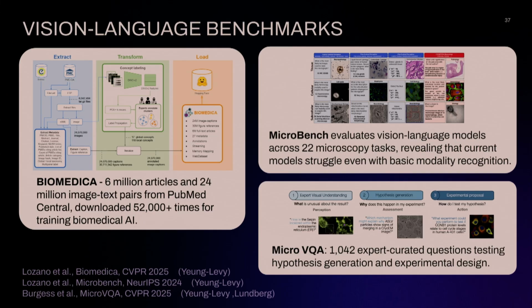And we've developed 3 different benchmarks: Biomedica, Microbench, and MicroVQA. Biomedica has pulled all image text pairs from PubMed, and it's been downloaded over 50,000 times. So it's not only used by us, but by many other people. And then we've developed these 2 targeted benchmarks, Microbench and MicroVQA, that are really focused on microscopy images and texts.